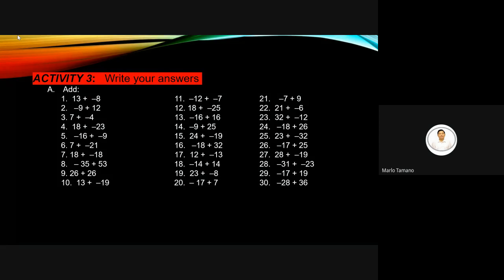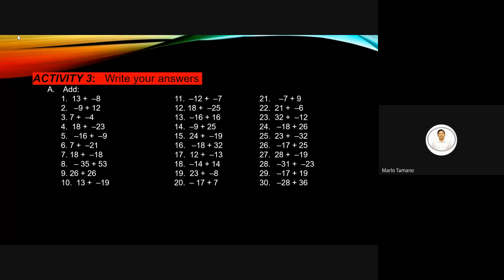Number 6. Flores po. Negative 14 po. Negative 14. Flores again. That is, yes, that is negative 14. Next, number 7. Chang po. Chang. 0 po. 0. That is correct. Next.